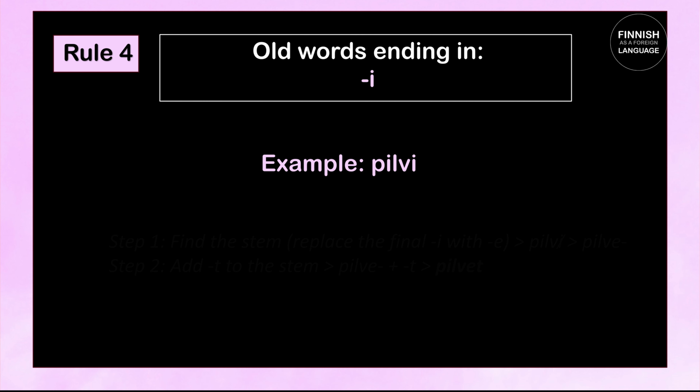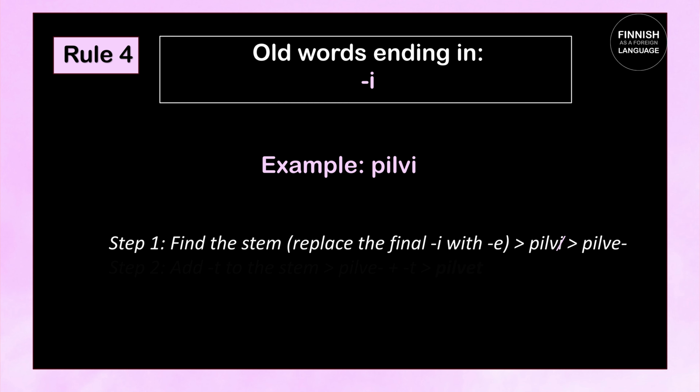For example, pilvi means cloud. In the first step, again, we have to find a stem. To find a stem for this kind of word type, we have to replace the final I with the letter A. So that means pilvi becomes pilva. Pilva is our stem. Then we add T to the stem, which means we have pilva plus T is pilvat. Pilvat, meaning the clouds. This is the nominative plural.